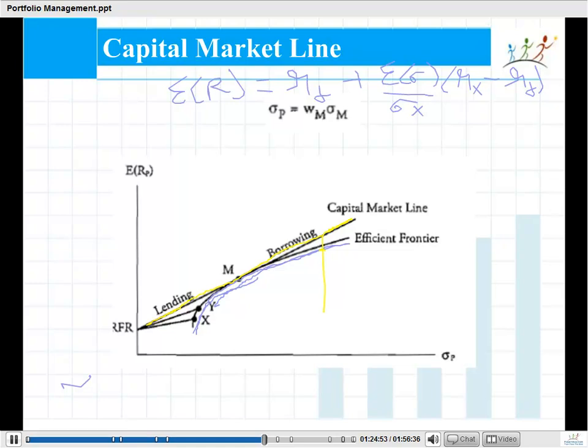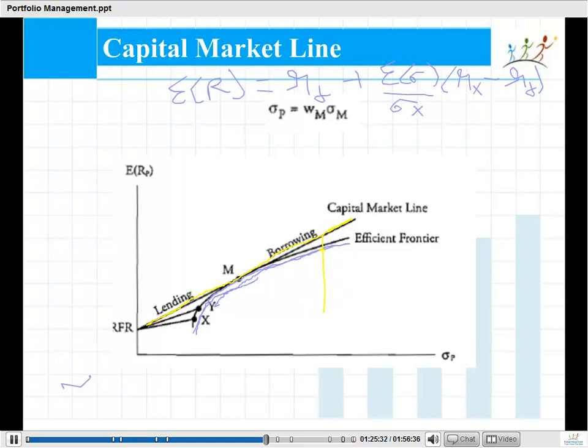Will I ever invest in the purple line now? Will I ever invest in my original efficient frontier? No, because I have another set of portfolios along this yellow line which give me a higher return for the same amount of risk, or a higher return for a lower risk. So the new efficient frontier is going to be the line through the tangency portfolio M.